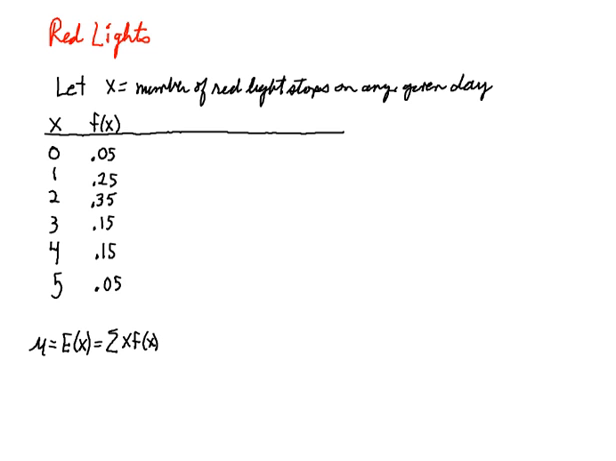So not all of these values of x are equally weighted. I can't just take 0 plus 1 plus 2 plus 3 plus 4 plus 5 and divide by 6. That's not going to give me the average. I have to consider the probability of each of these values of x when I calculate the average. And that's what this formula is doing. So to calculate the average, looking at the formula, I'm going to add these products, x times f of x.